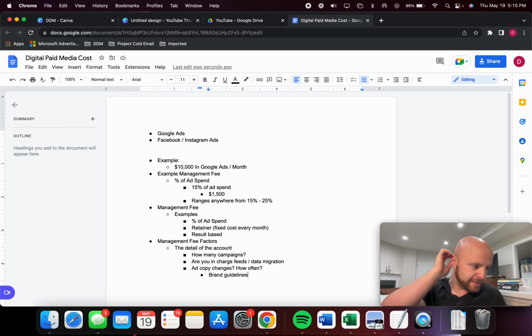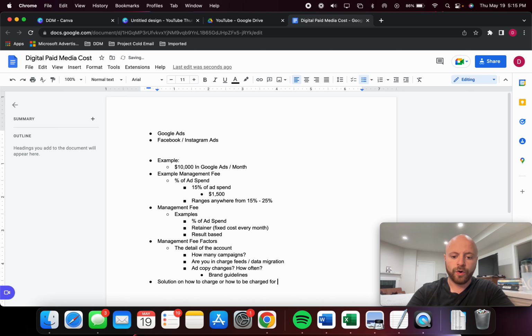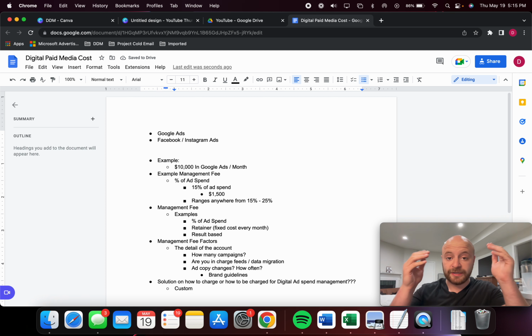With the brands that you deal with in the space, whether it's Google Ads management or social media ads management, a lot of these factors will come into play, but some of them won't. Really, the best way to charge, in my opinion, is on a custom basis. So the solution on how to charge or how to be charged for digital ad spend management: custom. That's the answer. It really depends.